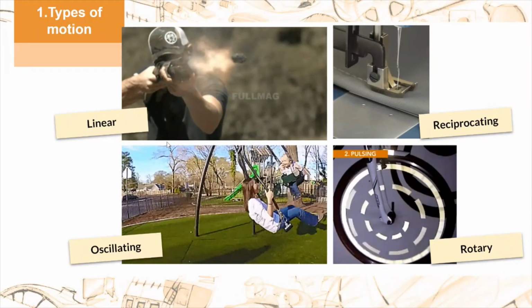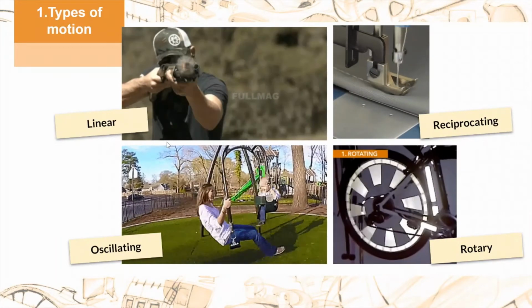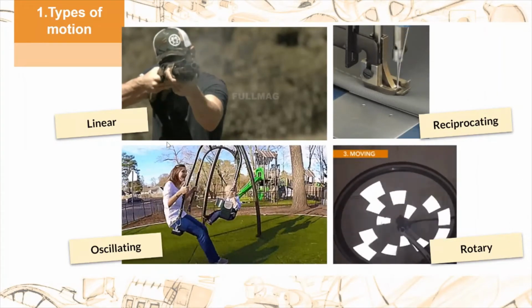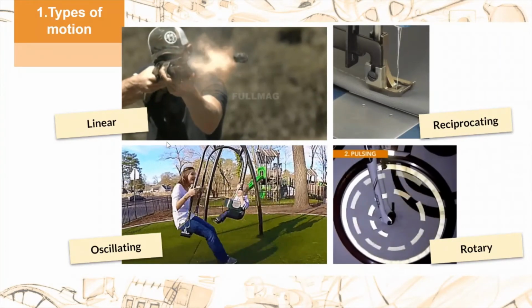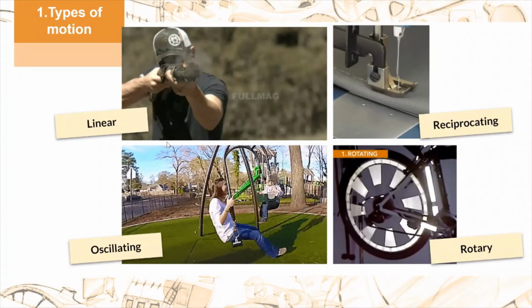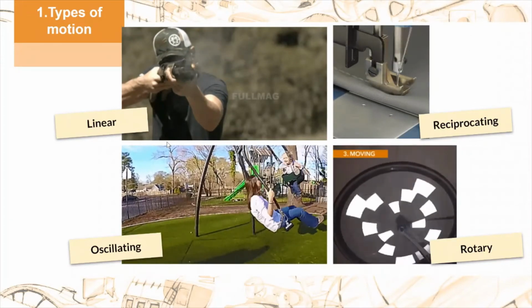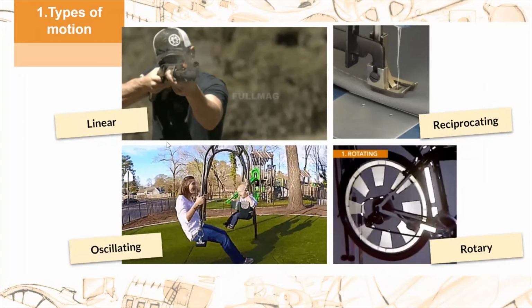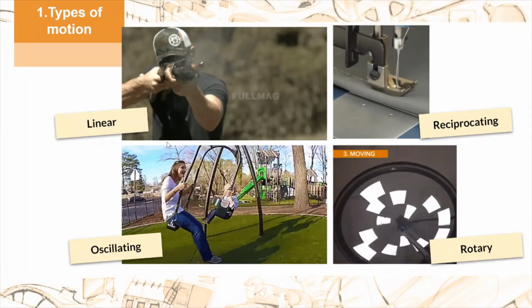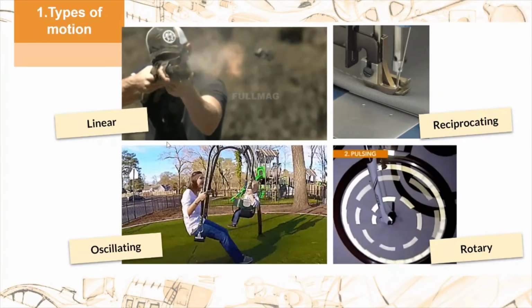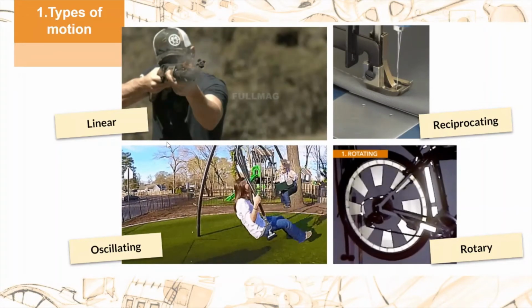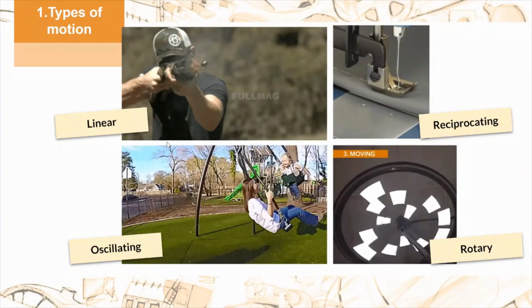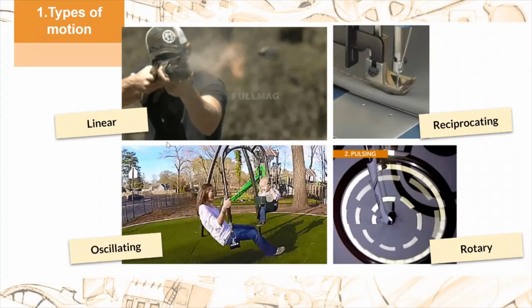Right, let's just have a look at these examples. So a bullet from a gun, that's travelling in linear motion. We have a sewing machine going up and down, up and down, up and down is reciprocating. The swing is oscillating. And then these cool bike wheels, that's rotary.